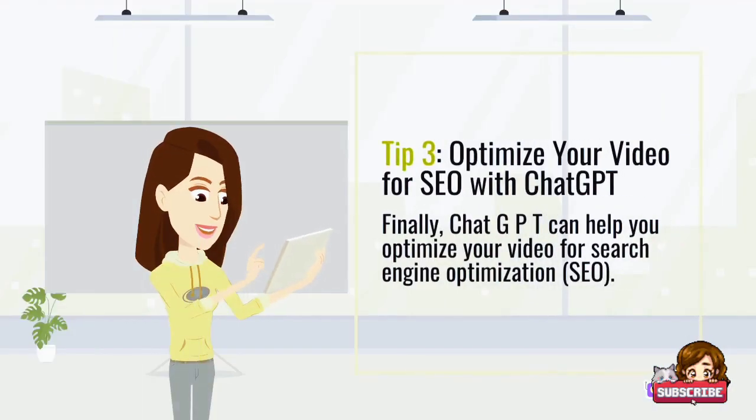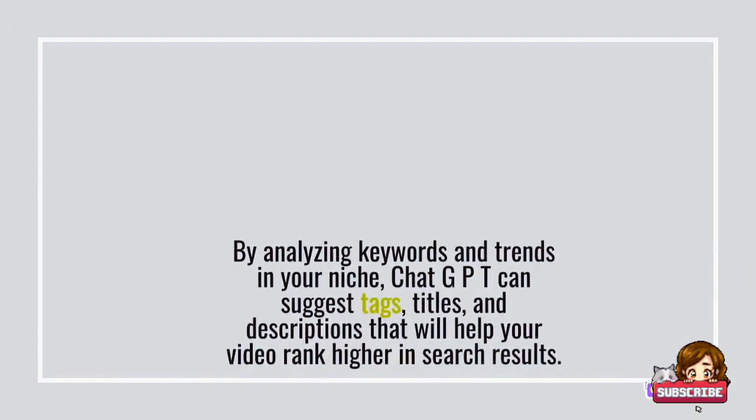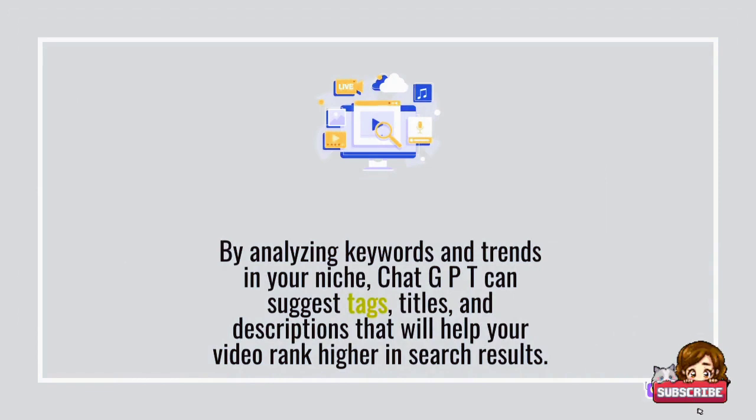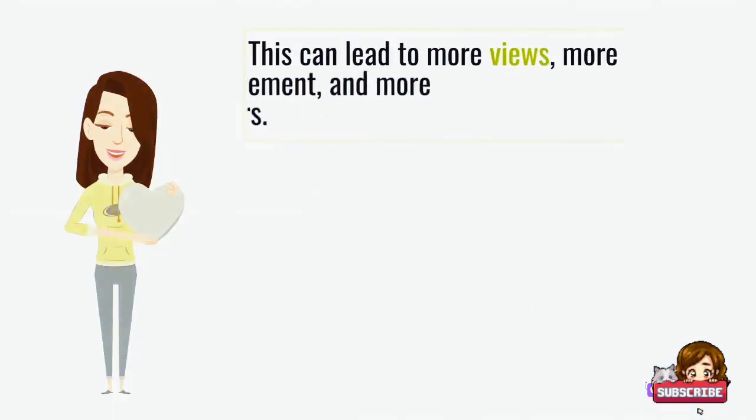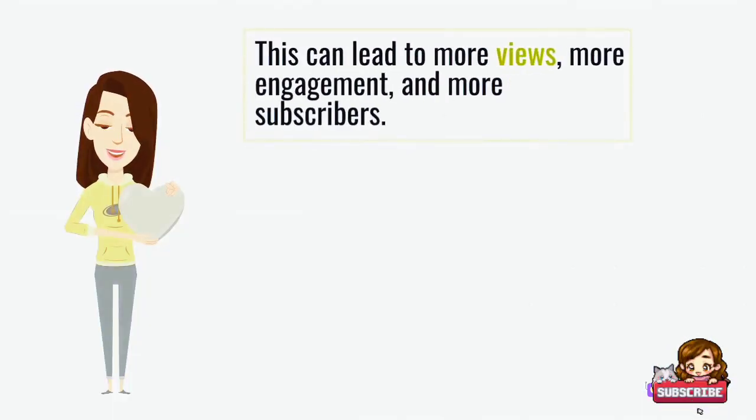Tip 3. Optimize your video for SEO with ChatGPT. Finally, ChatGPT can help you optimize your video for search engine optimization, SEO. By analyzing keywords and trends in your niche, ChatGPT can suggest tags, titles, and descriptions that will help your video rank higher in search results. This can lead to more views, more engagement, and more subscribers.